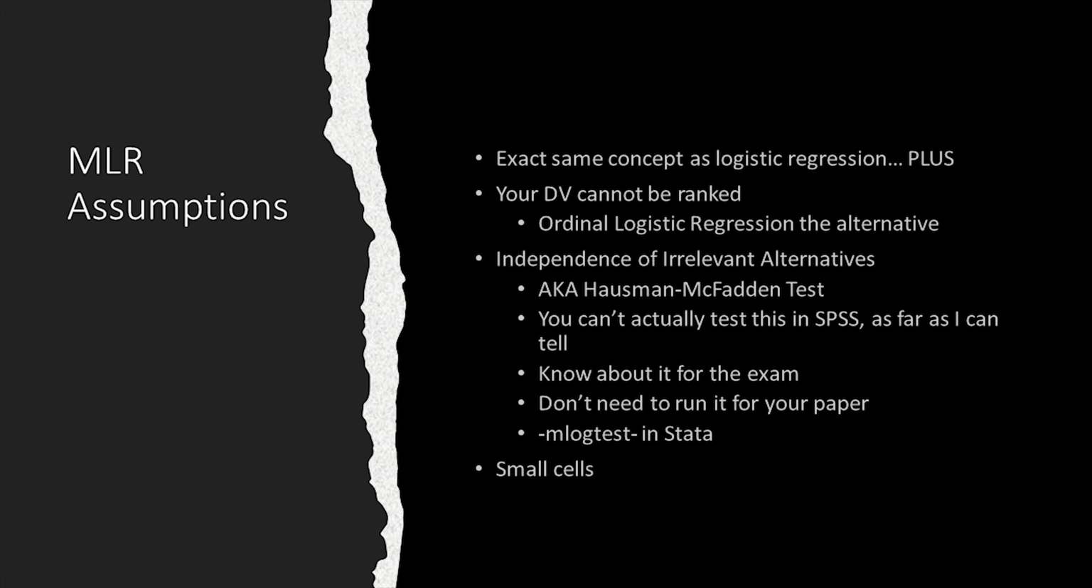The assumptions of multinomial logistic regression are very straightforward. They are the exact same as logistic regression, plus kind of 2 or 3 others. First, your dependent variable cannot be a rank, so ordinal logistic regression has to be used if you have an ordinal dependent variable. The second is the independence of irrelevant alternatives test, also known as the Hausman-McFadden test.